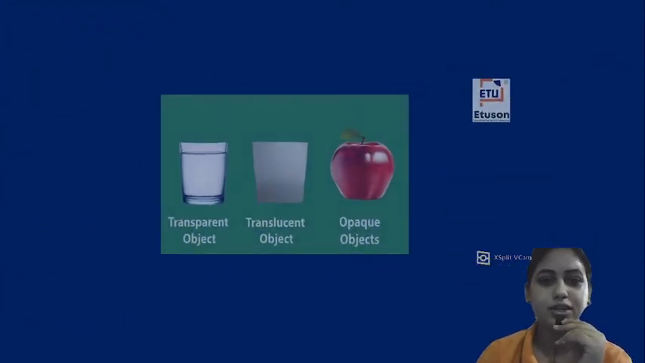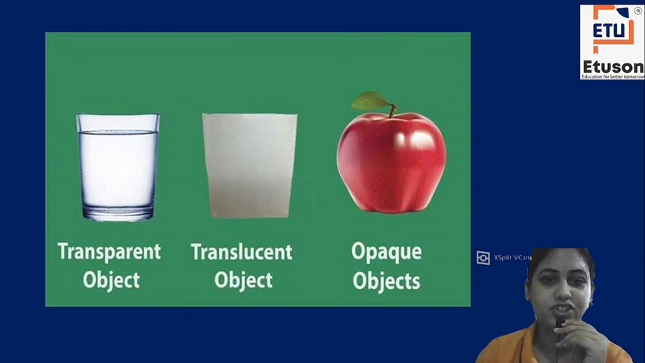Here is also one example which helps us better understand the concept of transparent, translucent and opaque objects. In the first case, in the glass, we are able to see the water clearly, so it is a transparent object. In the translucent one, we are able to see the surface but not very clearly. And in the last one, we are not able to see anything through the object.